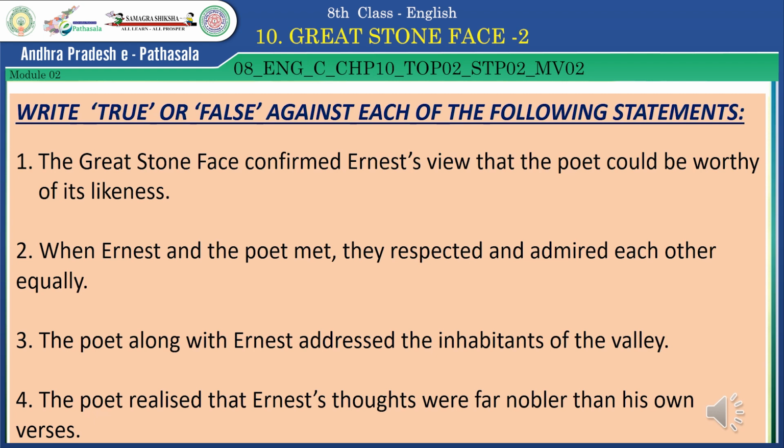Children, another activity is write true or false against each of the following statements. First one is: the great stone face confirmed Ernest's view that the poet could be worthy of its likeness. Second one is: when Ernest and the poet met, they respected and admired each other equally. Third: the poet, along with Ernest, addressed the inhabitants of the valley. Fourth one is: the poet realized that Ernest's thoughts were far nobler than his own verses.